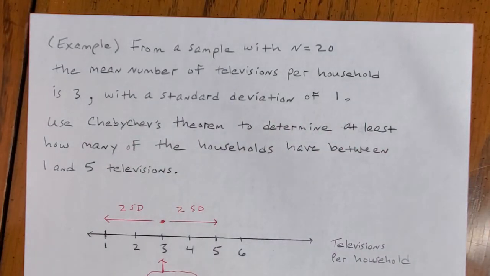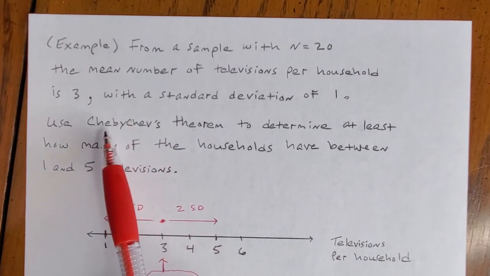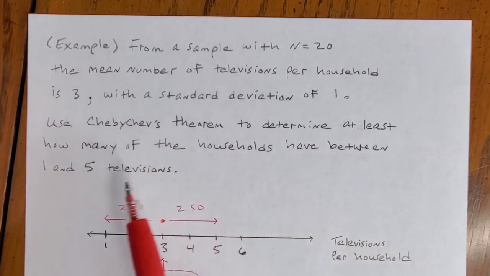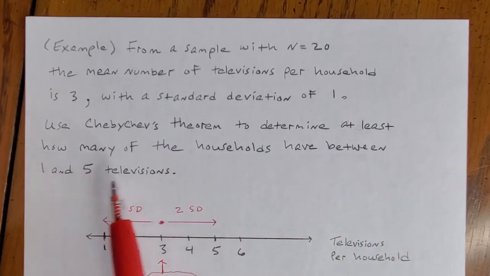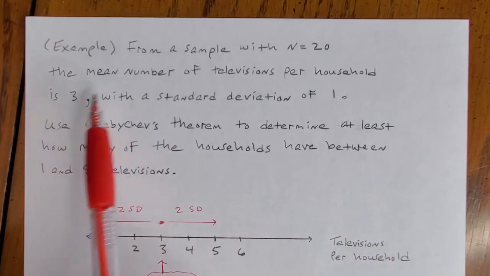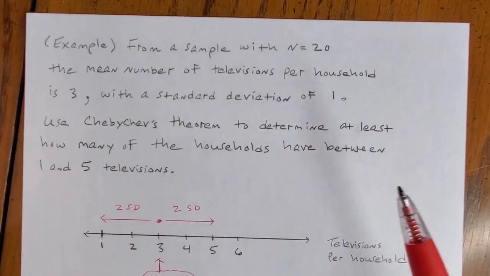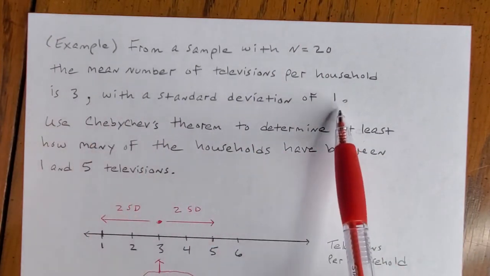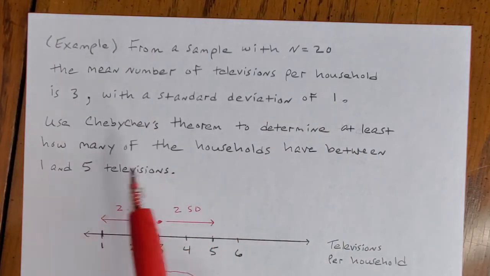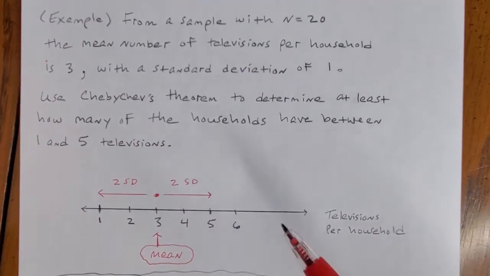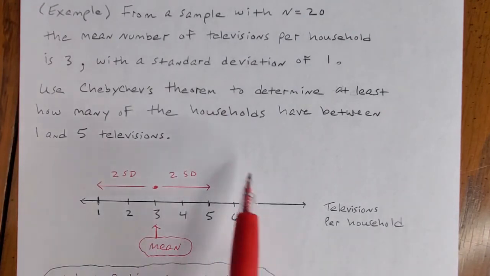Now, the question is, can we use Chebychev's theorem to determine at least how many of the households have between 1 and 5 televisions? So if there are 20 households in the study, the mean is 3, and the standard deviation is 1, how many of the households have between 1 and 5? Now, let's map this out a little bit. Here's how I see the information.